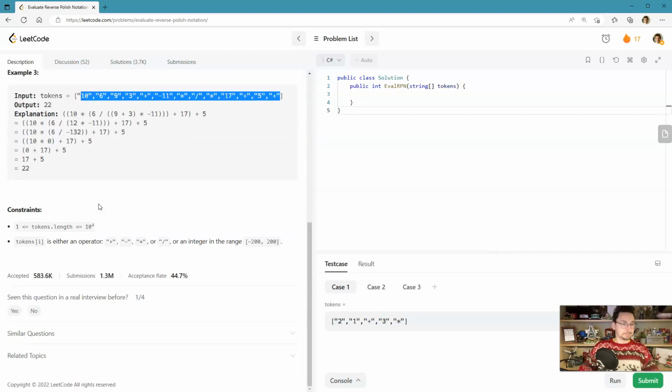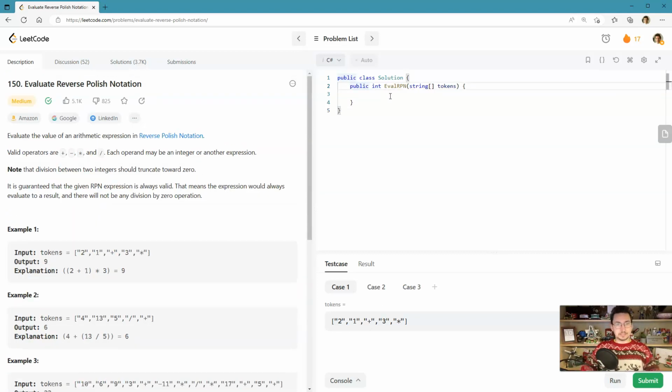Okay, but it is not very complicated to solve this problem, even though it is medium, and it is a popular question at Amazon, Google and LinkedIn. So let's start. Let's do this. My idea is to use a stack for this.